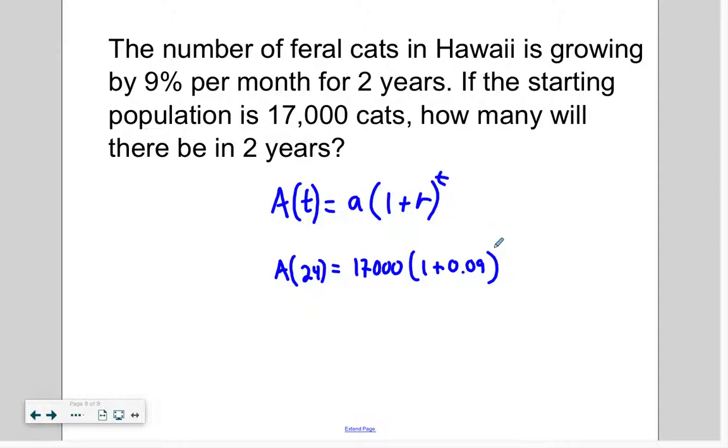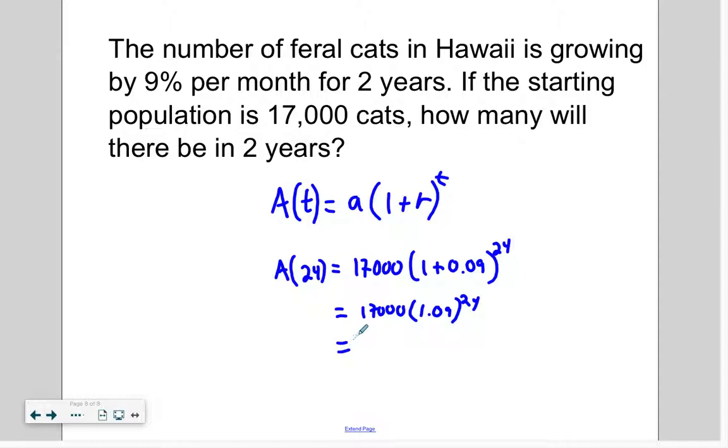And then the number of time periods. That's 9% per month. How many time periods? We said 24. And now you follow the order of operations, which means we work on the inside of the parentheses first. We do nothing with 17,000. We add those two together and raise that to the 24th power. 1.09 to the 24th. So I'm going to bust out my calculator. Get that baby done here. 1.09. Whoa, that's a lot of feral cats, folks.